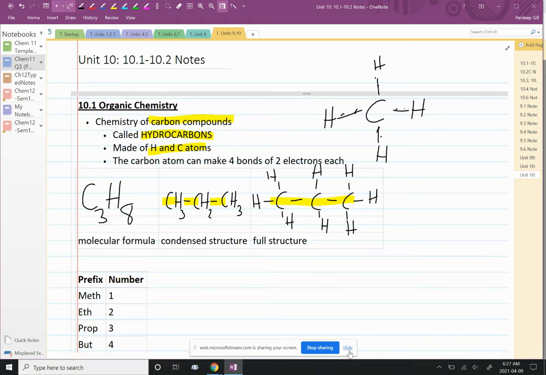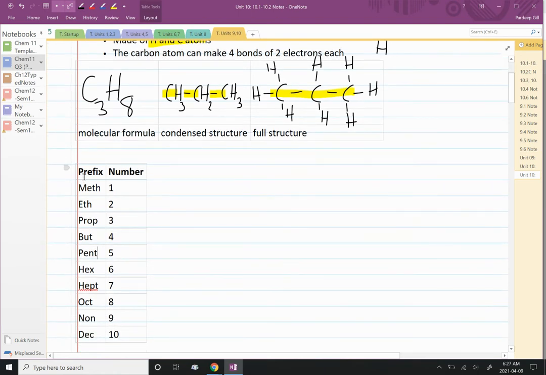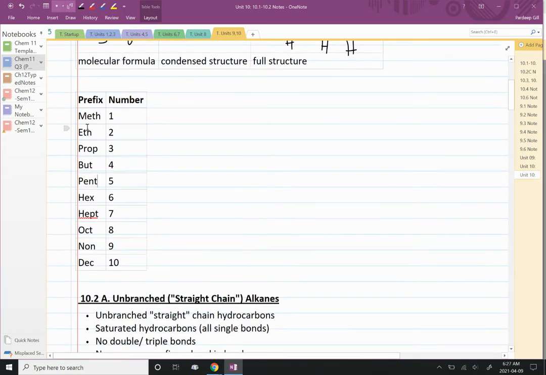And also, before we move on any further, we need to know that there are prefixes that you need to be aware of. So a prefix is something that goes before, okay, in the front of the word. So meth all the way to dec. So make sure you know these, have them written down somewhere. They're also on your periodic table, so you don't have to memorize them. But when you use them enough, you're just going to know what they are. So meth is like 1, carbon, eth is 2, and so on.